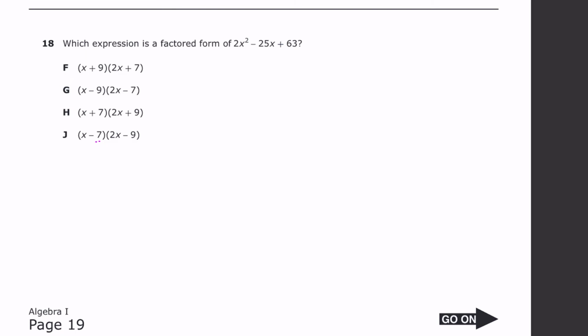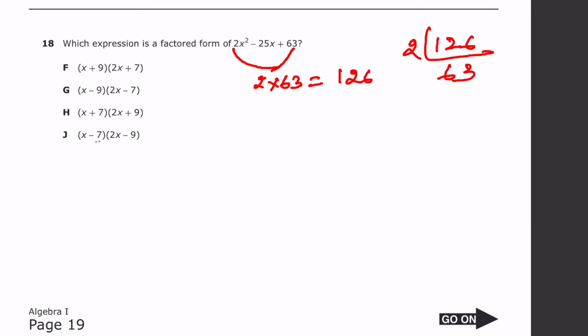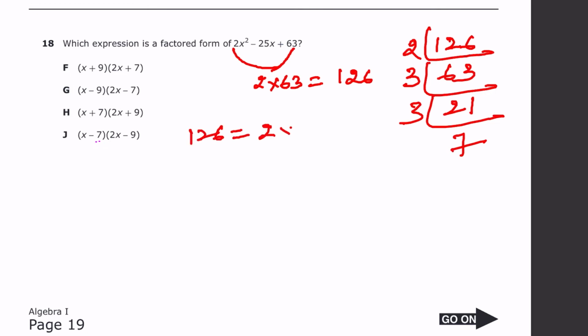So let us continue over here. Now you can see this 2 into 63, which is equal to 126. Find the factors for 126. 2 6s are 12, 2 3s are 6. Then it will not go in 2, it will go in 3. 3 2s are 6, 3 1s are 3. Then 3 7s are 21. So the factors of 126 are 2 into 3 into 3 into 7.